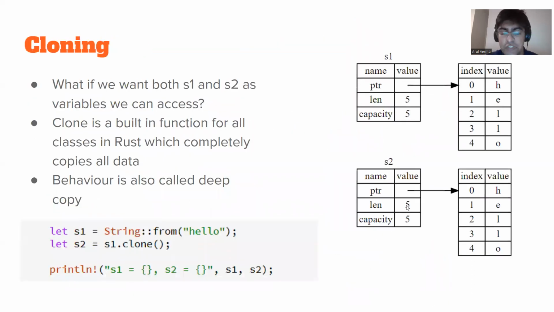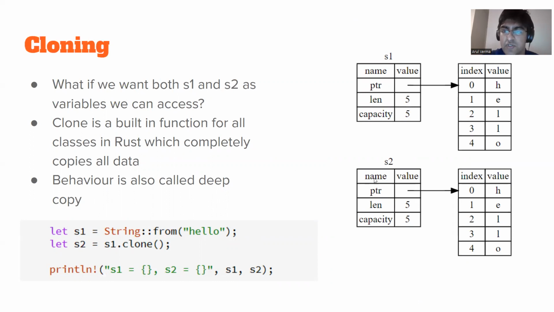So if we want to have two vectors that have the exact same data, we clone. Clone is a built-in function for almost all pre-declared classes in Rust. What it does is take all of the data inside our vector or string or whatever it is, copy it over into a new place in memory with that exact same data, and set that new address equal to our second variable.